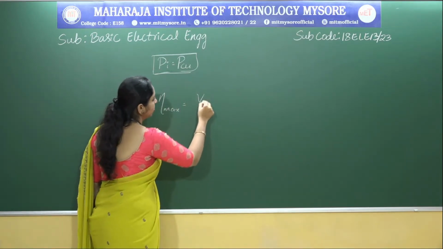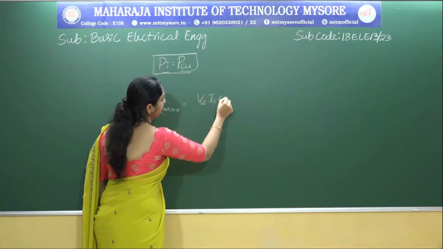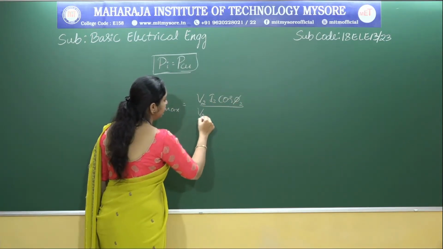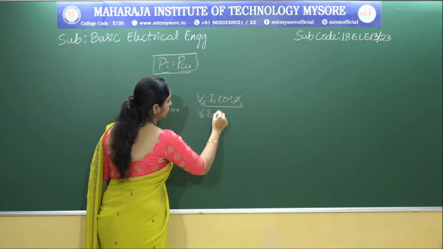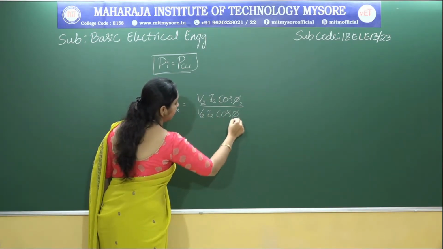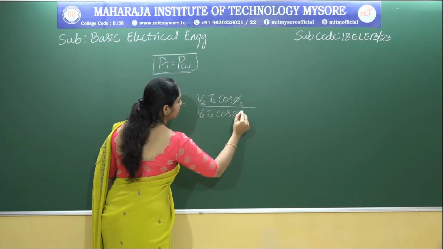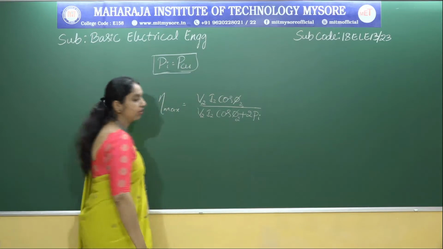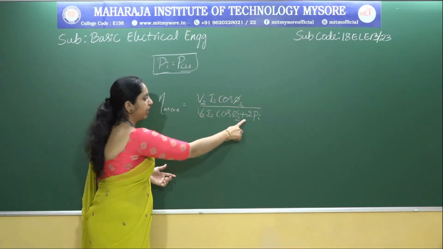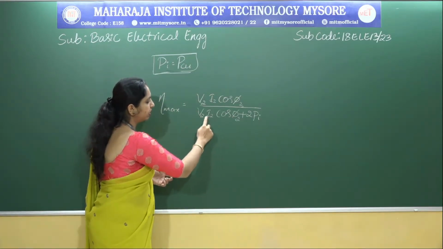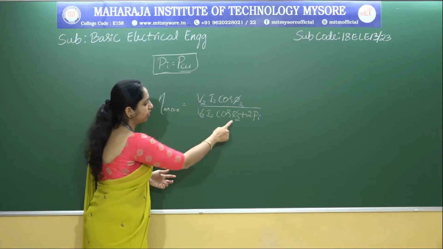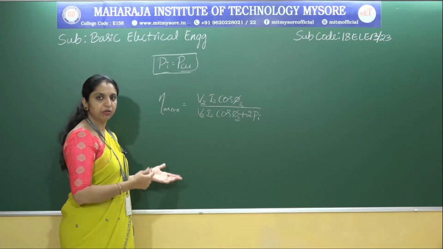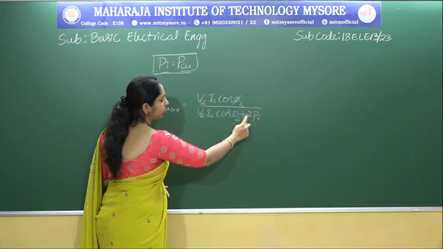So we get V2 I2 cos phi 2 divided by V2 I2 cos phi 2 plus 2Pi, isn't it? Okay, so it is 2Pi. Why is it 2Pi? Because in the last class we derived the expression of efficiency as V2 I2 cos phi 2 plus Pi plus PCU full load. Since PCU is equal to Pi, we can have the equation as 2 into Pi.